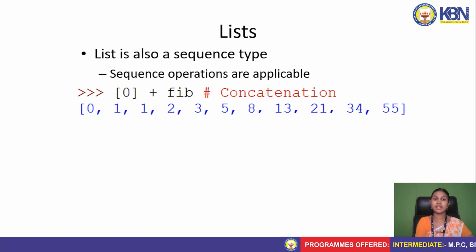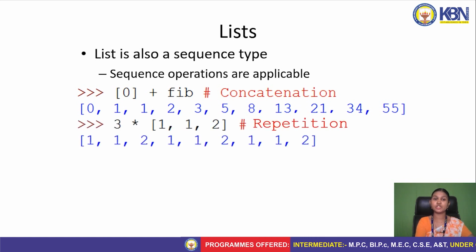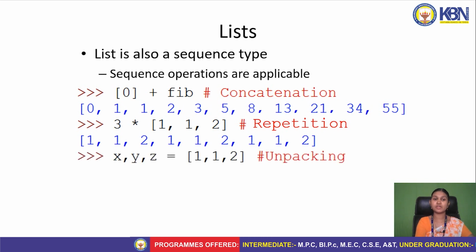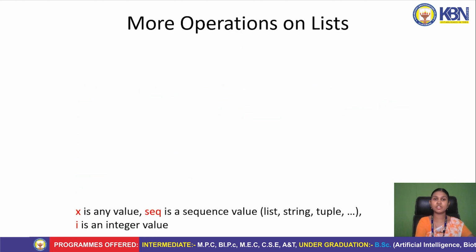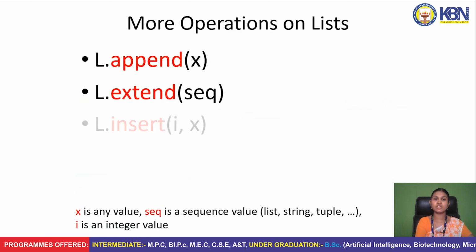Here let's see concatenation of the string. Lists also have the concatenation operation and the repetition operation. Both list and tuple are the same, but a tuple cannot be changed, whereas with a list you can change the values.